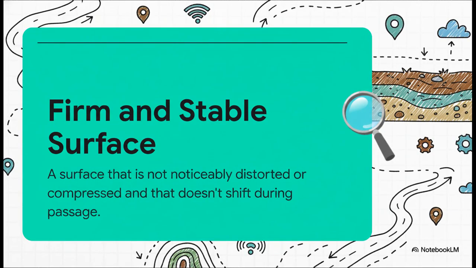And just look at how specific this gets. This isn't just some vague suggestion like, make the path smooth. No, this is a legit engineering spec. The surface has to be so firm and stable that it can support a wheelchair without shifting or compressing at all. This is where trail building really becomes a science.